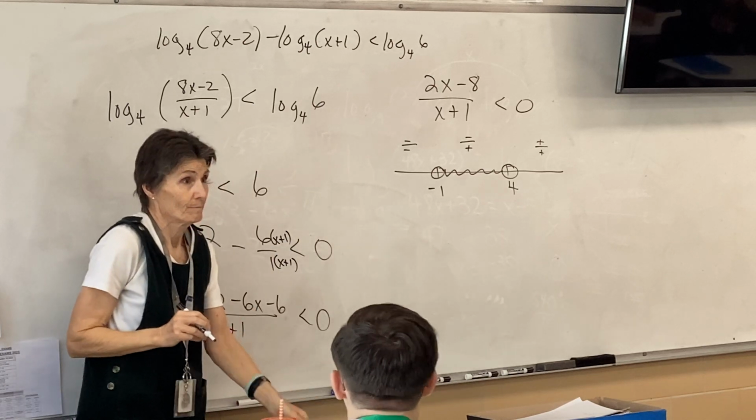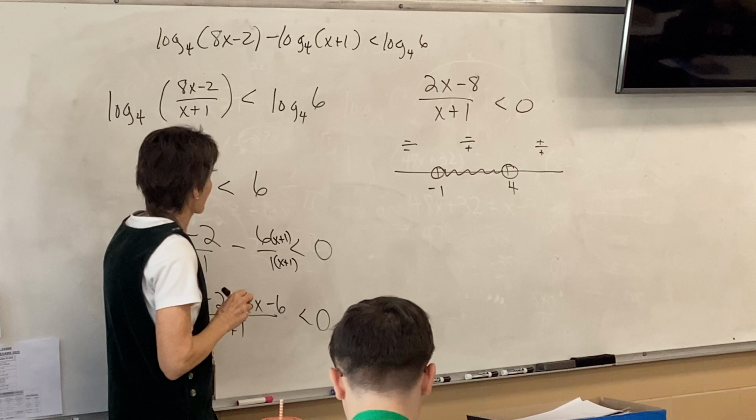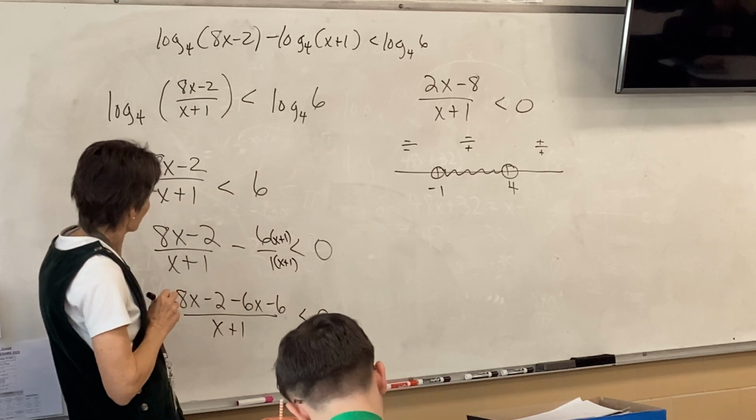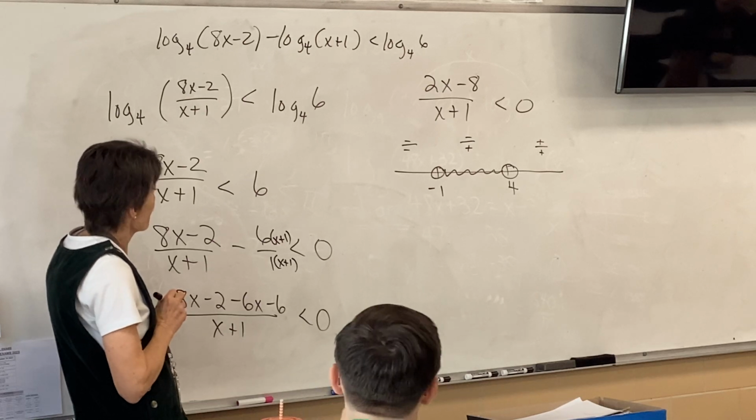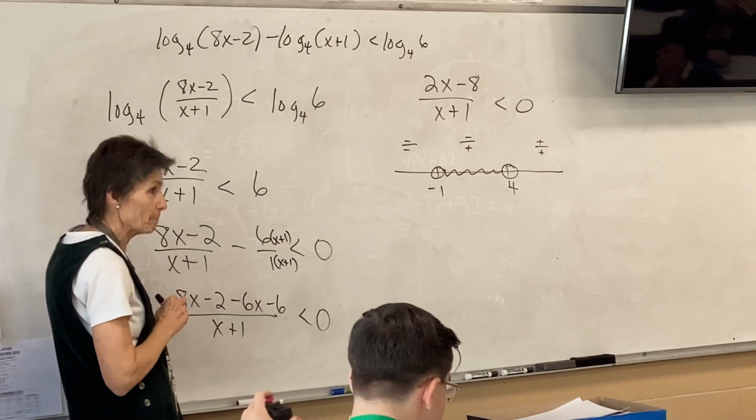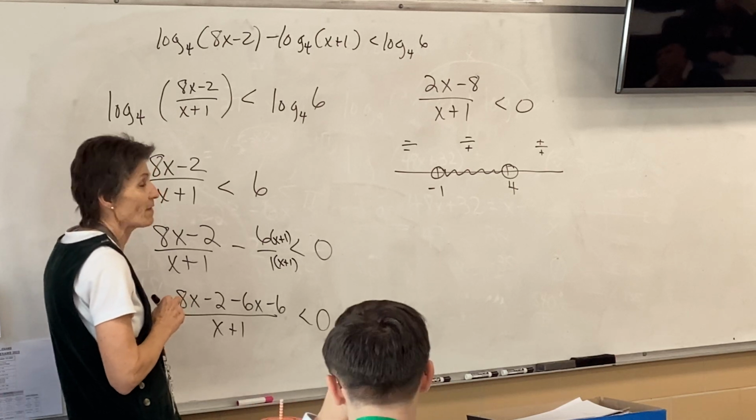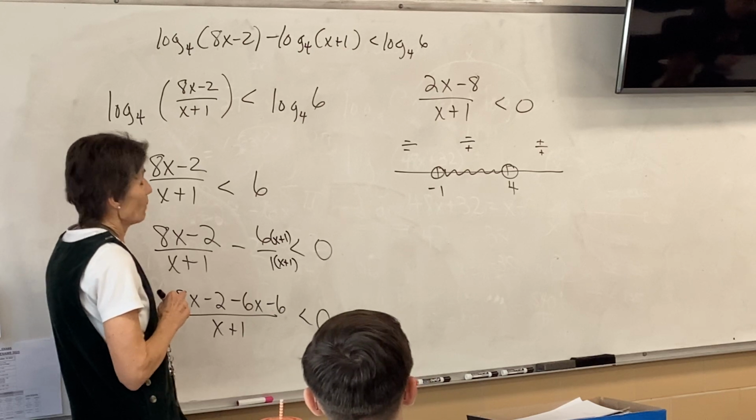We aren't done. Xander? Just going back to the 8x minus 2 over x plus 1 is less than 6. If it was just 8x minus 2 over 3, could you times the 3 to the 6? You can times by 3, okay, but don't use that with the problem with x's in it. As long as there's no variable. Gotcha.